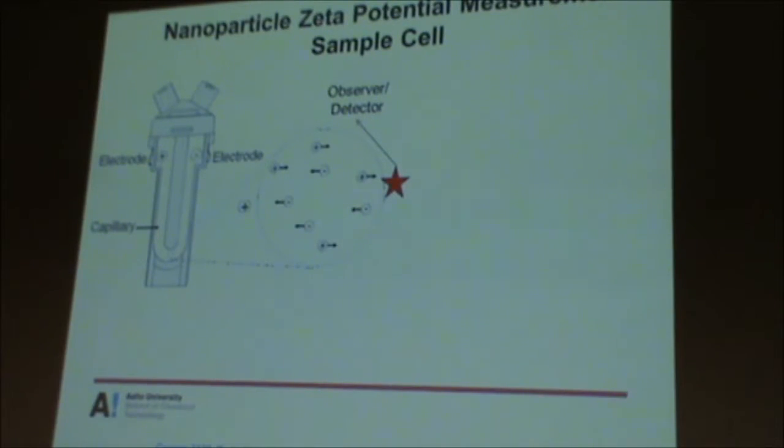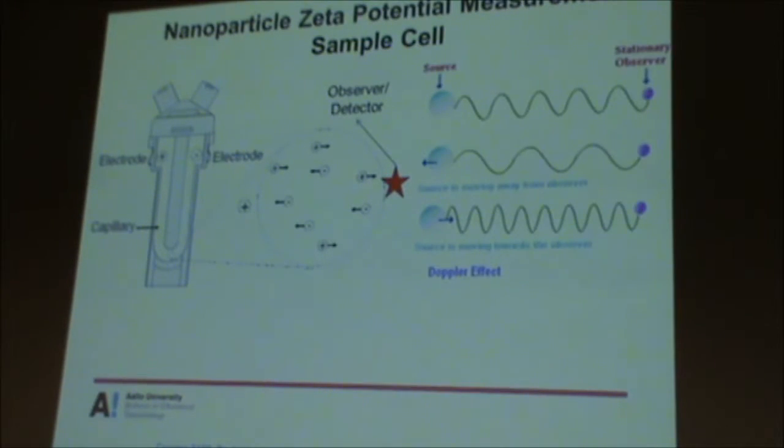Okay, so this is a more detailed picture of what the cell looks like. You have a cell where there is a volume of solution that contains your particles. Here the particles are shown. You have the cathode and the anode. When you apply potential, the negatively charged particles start moving towards the positive, and the positively charged particles start moving towards the negative. As soon as you apply voltage, the particles move with a velocity.